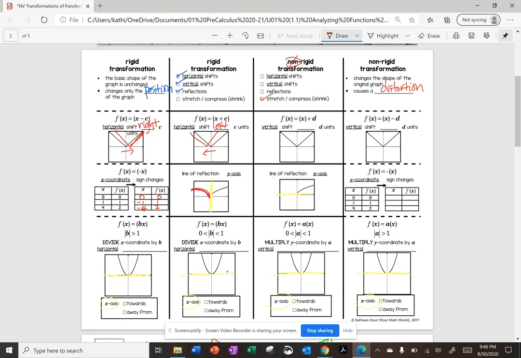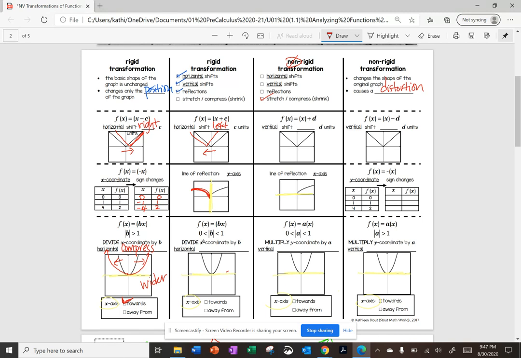Okay, so for my B transformation, this is my horizontal compress. It's a compress when the B value, the absolute value of it, is greater than 1. And what that looks like on a graph is it gets wider, but the correct word, or the more advanced word, is compress. And I'm interested in what's going on in relationship with the graph to the x-axis. So when I make it wider, I am going towards the x-axis.